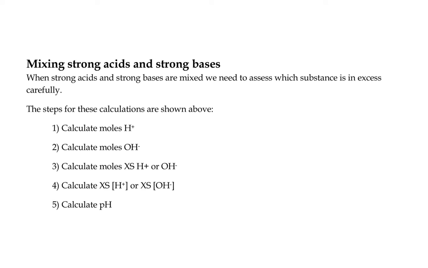If you've got an excess of acid, then you can just slot that straight into minus log H plus to get pH. If you've got excess hydroxide, you need to add the extra step of using Kw to find out the H plus concentration and then plug that into the pH calculation.